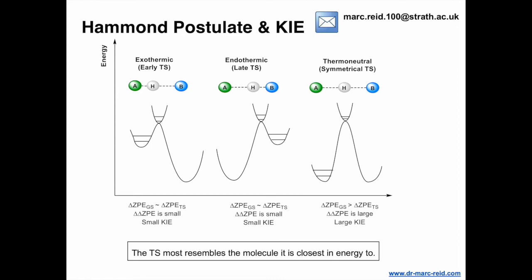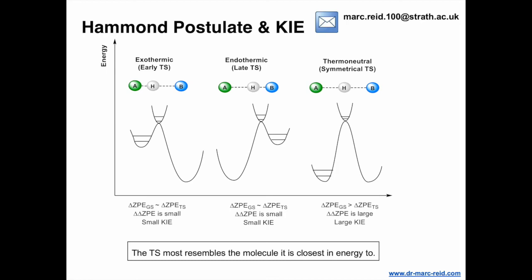Looking at the first case, on the left of the diagram, this exothermic reaction, reading left to right, has an early transition state. The transition state structure is therefore most similar in structure to the starting materials than the products. Crucially, this results in the ground state and transition state possessing similar differences in zero-point energy for CH versus CD. In other words, the difference of differences, delta delta ZPE, is small. Ultimately, this means that there is a small kinetic isotope effect.